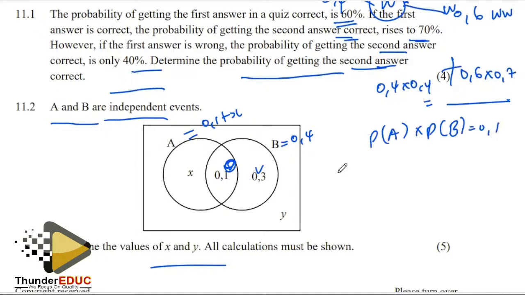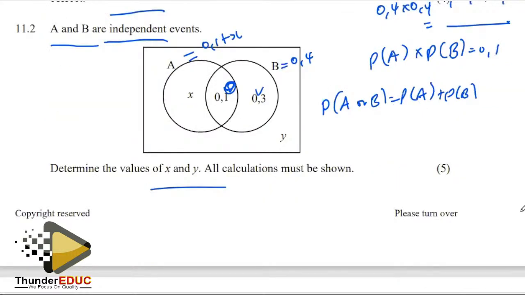And then apply your addition rule, A or B. So the probability of A plus the probability of B minus the intersection, and then you apply what we have. In that case, you're going to be looking for X. Then for you to get Y, you add up everything here. It must give you 1 since we're dealing with decimals. The maximum probability would be 1.